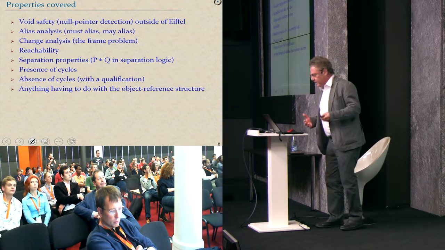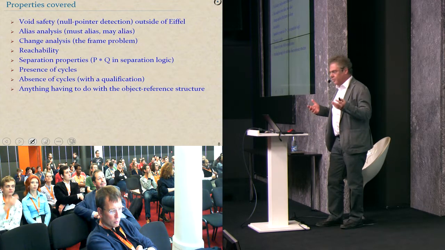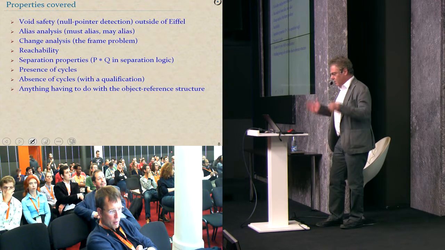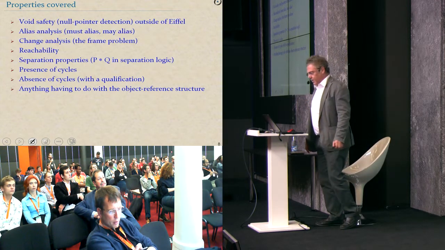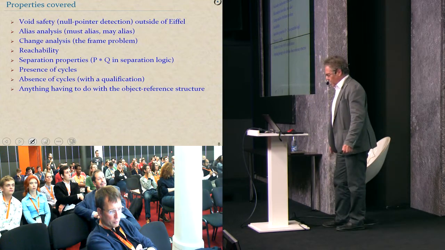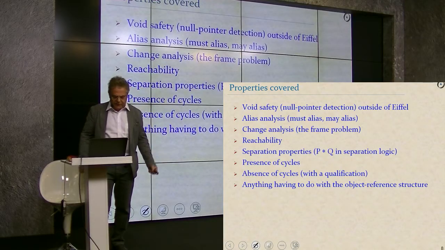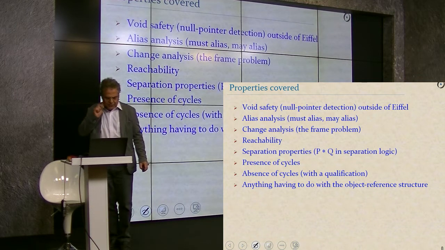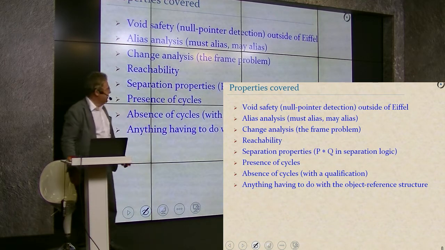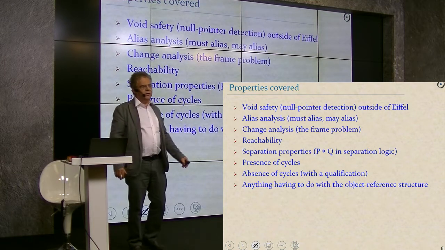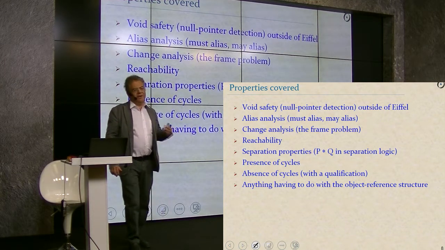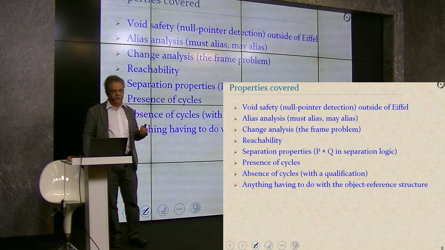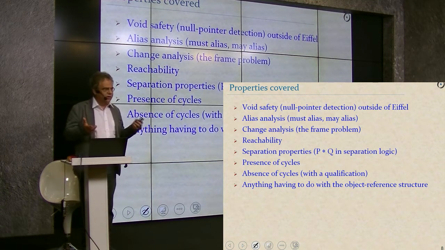So here's a more complete list: void safety, null pointer detection, the first thing I talked about, the billion-dollar mistake, alias analysis, which I've worked on very much, and there's previous work which implements some of the ideas that I'm going to describe here, but this is new work. Change analysis, which is very important for software verification. It's the automatic analysis of what a routine can change. Okay? What an operation can change.